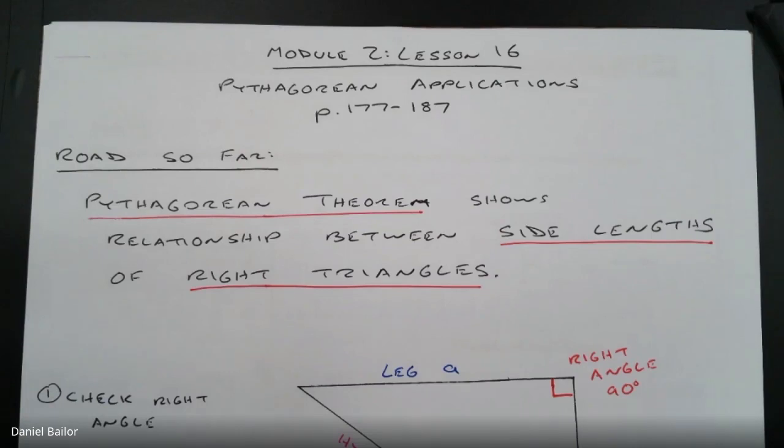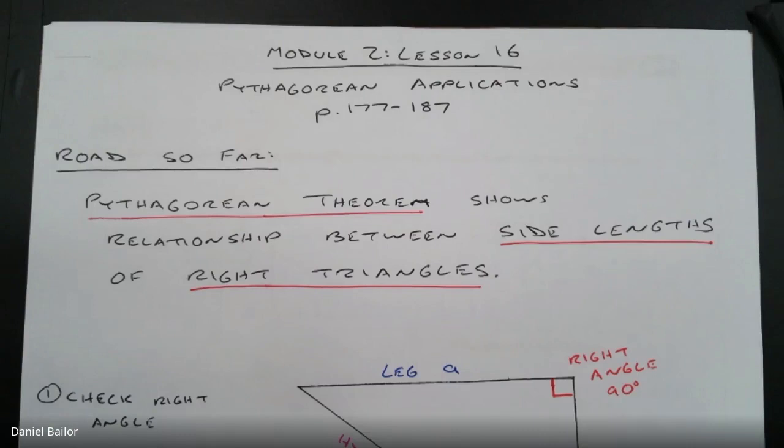Yesterday we worked on finding the hypotenuse. Today we're going to focus on finding the legs of the right triangle. And we won't forget the hypotenuse. We're going to show you how the Pythagorean theorem can be used to find answers in real world situations.